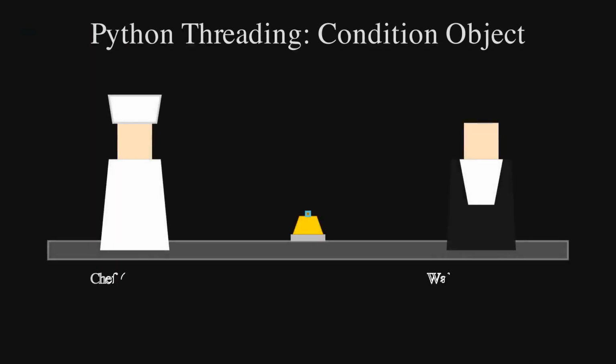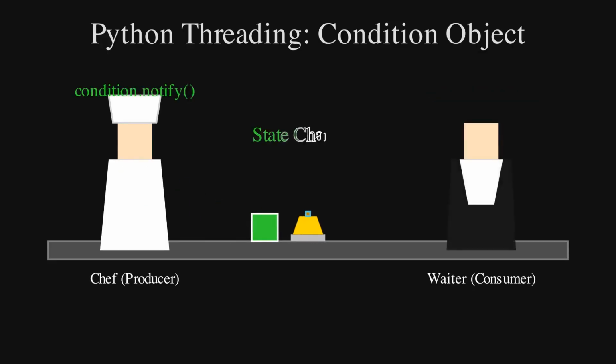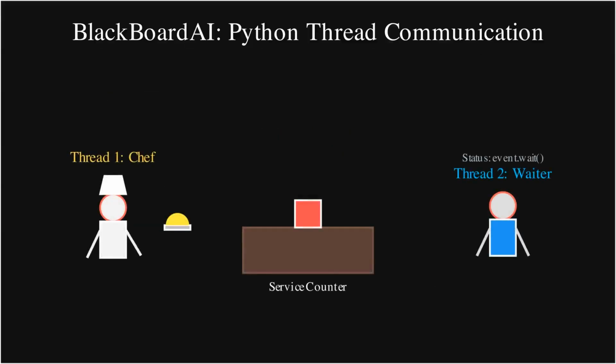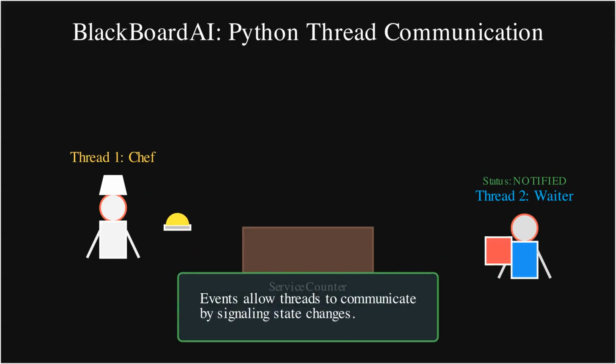Finally, we have the threading condition object. This is for complex logic where a thread needs to wait for a specific state change. It is like an event, but it allows you to notify one or all waiting threads. It is often used in chef and waiter restaurant scenarios.